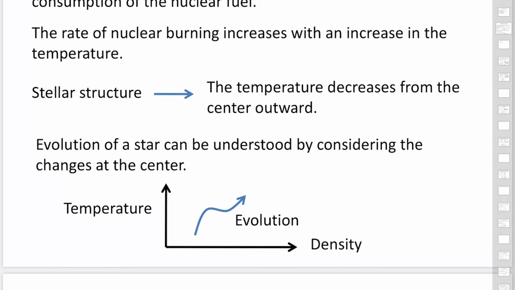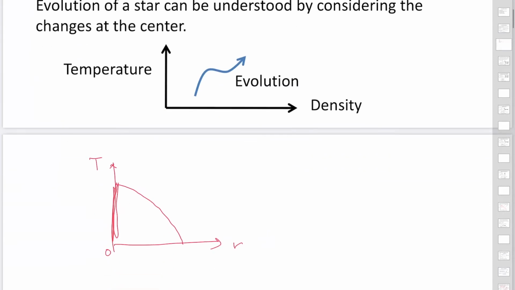So in the central region, temperature and density are increasing. So if you follow the change of the temperature and density at the centers, we could understand the evolution of stars.